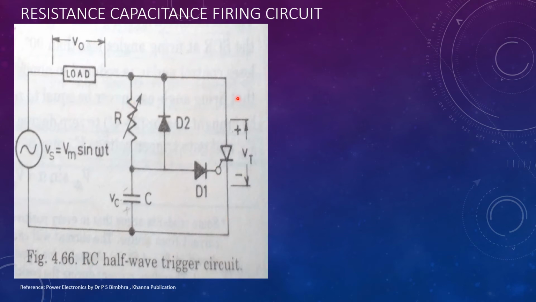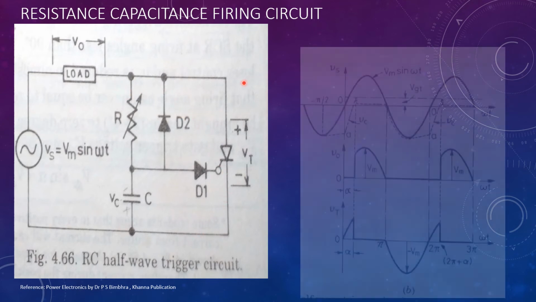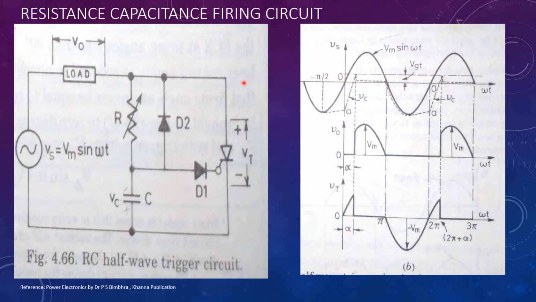Thyristor is used as a switch and is used to switch the load. The thyristor is connected in series with the source voltage Vs equal to Vm sin omega t and the load. The circuit that is shown over here is the control circuit. The waveforms for resistance capacitance half-wave trigger circuit is as shown in this figure. The top waveform shows the source voltage Vs and the dotted waveform shows the capacitor voltage Vc.